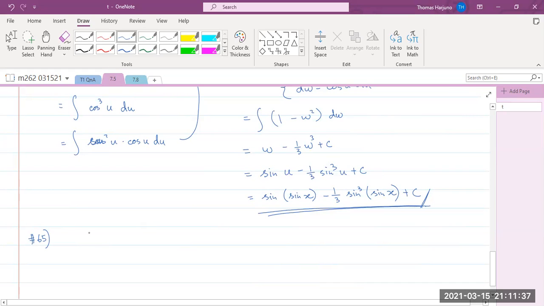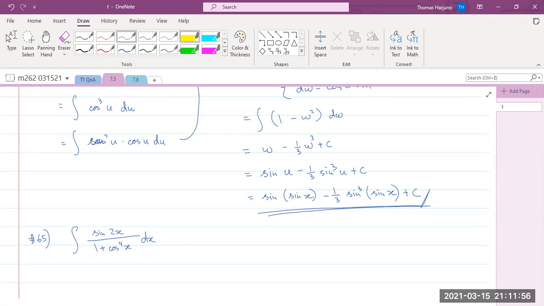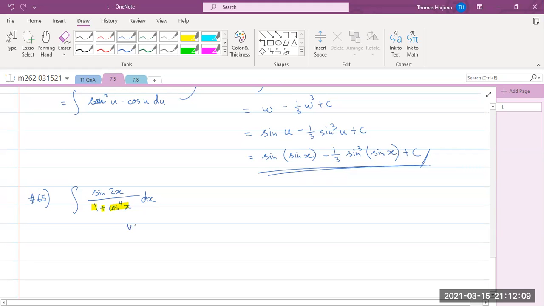Integral of sine 2x over 1 plus cosine to the 4th x dx. Oh, this one is a bit tricky. But notice that at the bottom, on the denominator, you have 1 plus something squared, right? That's 1 plus something squared. Now, what is that thing that you square? Call that your u. Later on, after we do substitution, we will get 1 plus u squared at the bottom.